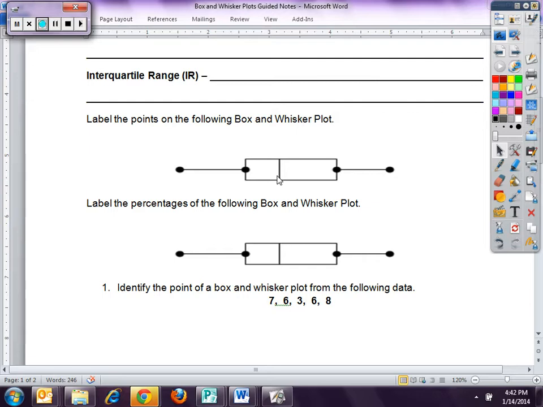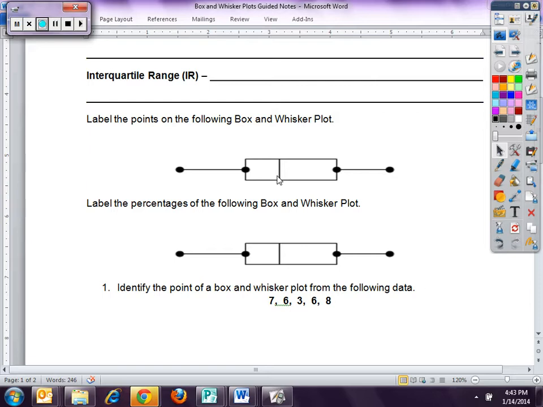So then we have median. Okay, median we know is the middle number of the data set. Lower quartile is the median of the lower half of the data. And we have upper quartile, it's the median of the upper half of the data. The upper should be to the right of the median. The lower will be to the left of the median, so lower and left.